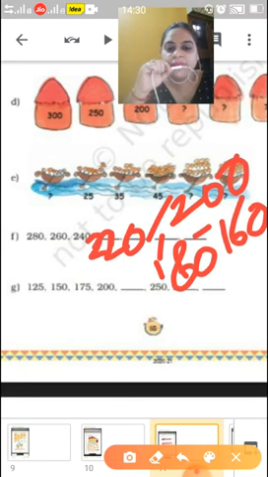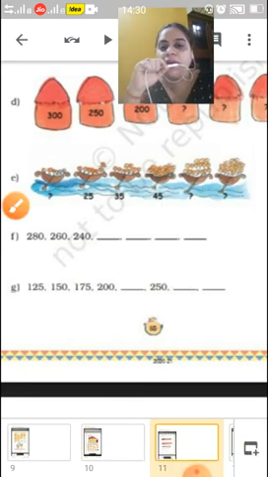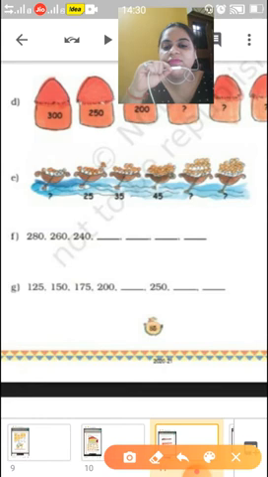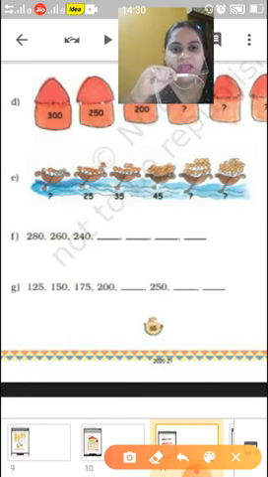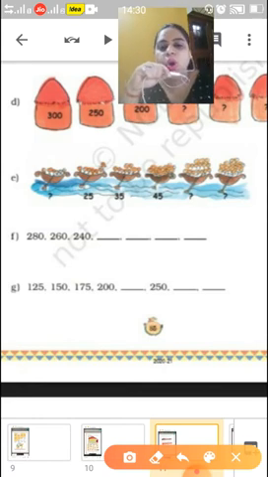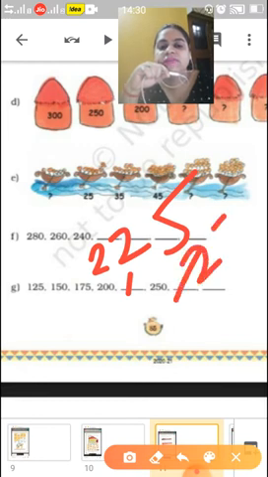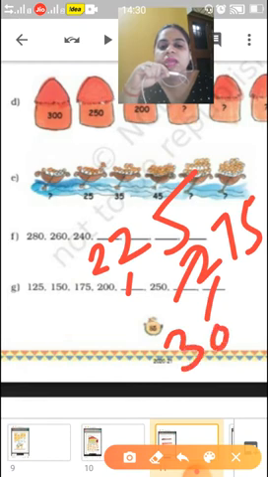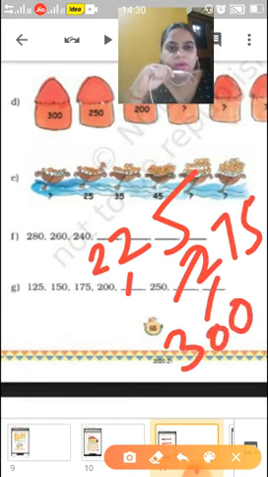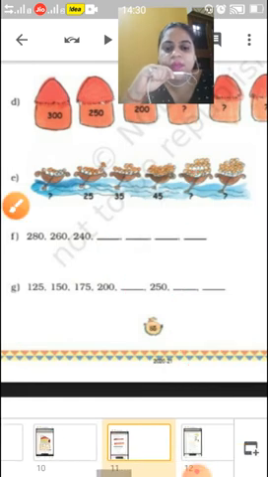So children, next 125, 150 means they are adding 25 in all. So here will come 175, here will come 275. Here will come 300. Okay children, understood? Now come to next page.